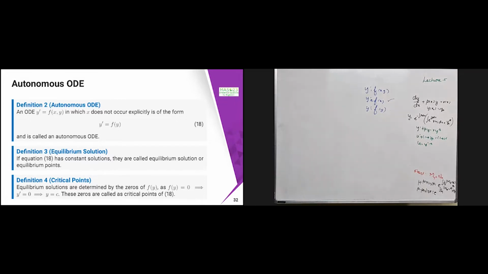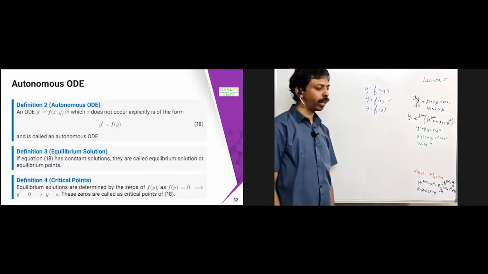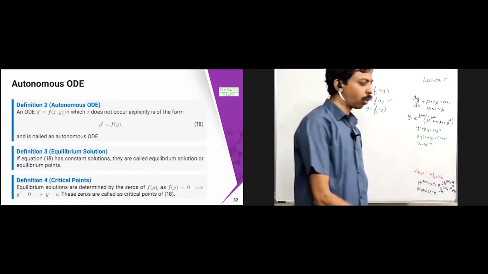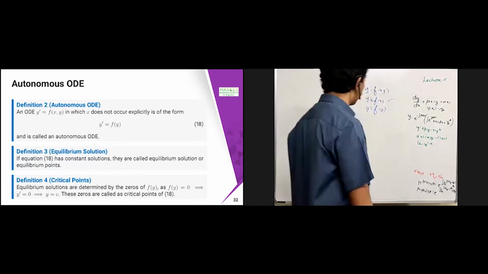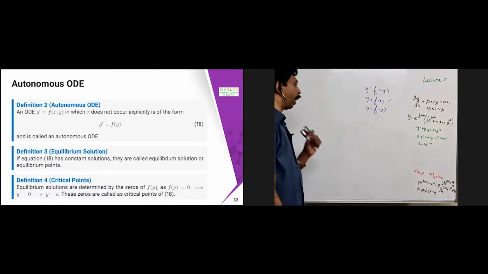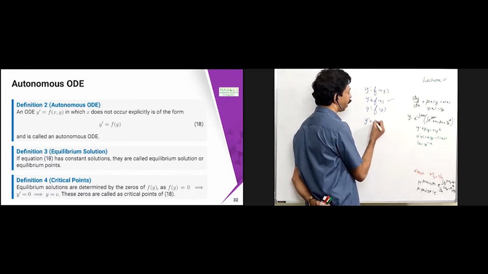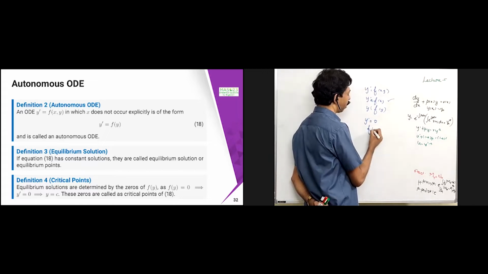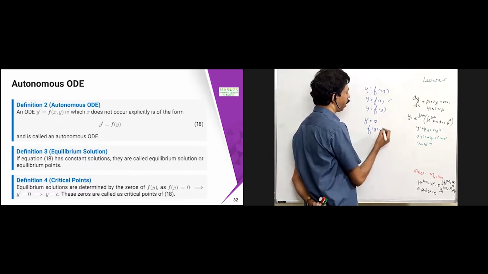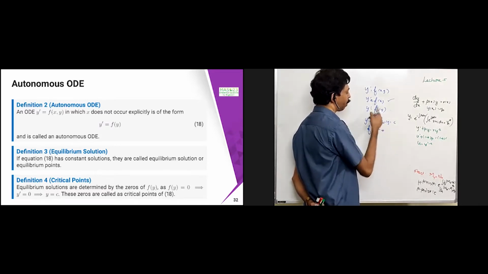For this ODE, if it has a constant solution, these solutions are called equilibrium solutions, and those points are called equilibrium points. So if y dash equal to f of y is going to have a constant solution, that means y dash equal to 0. That means f of y equal to 0. If y equal to constant, then you are going to have y dash equal to 0. That means f of y equal to 0.